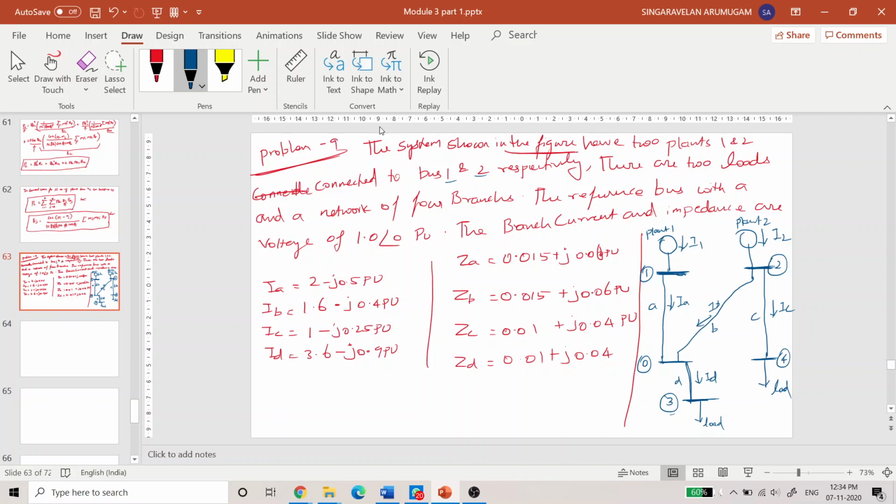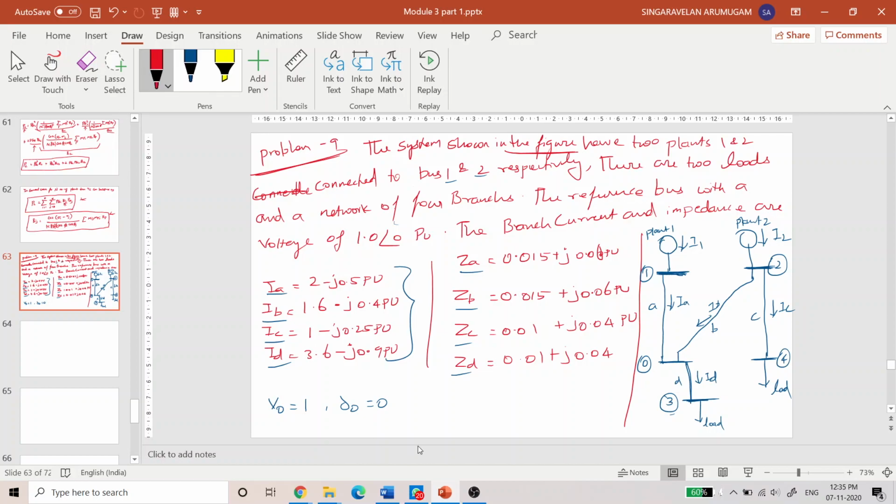The reference bus has a voltage of 1.0 and an angle of 0. So here they have mentioned the voltage V0. From the question, V0 is given as 1 and del 0 is given as 0. So these are the two values given. With that, they have given all the current values, IA, IB, IC, and the impedance values ZA, ZB, ZC. All the branch currents and branch impedances are given in the question. So this is the question. So we need to find out.